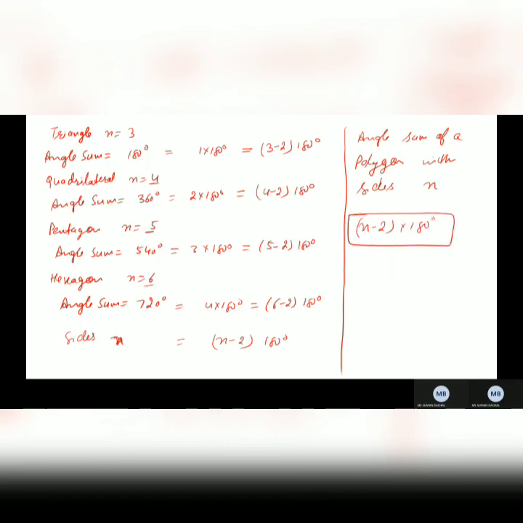So in this way you can find the angle sum of any polygon. You need to know the sides of the polygon. If sides are 10, then it is (10 minus 2) into 180.